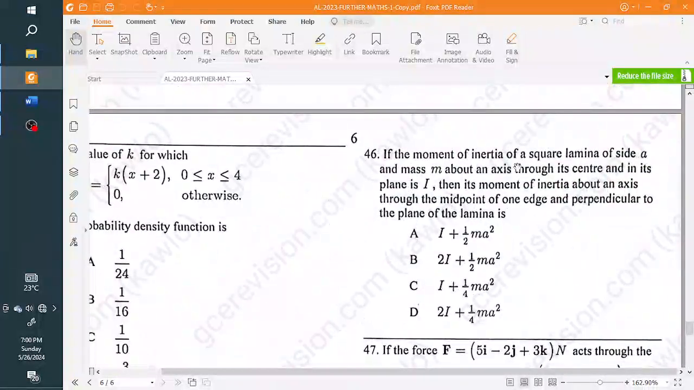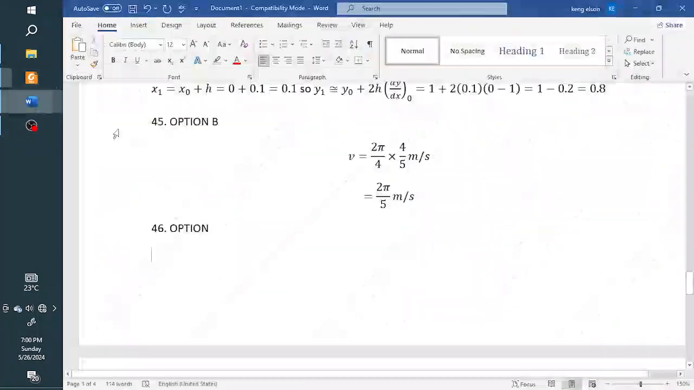If the moment of inertia of a square lamina of side A and mass m about an axis passing through its center and in its plane is I, then its moment of inertia about an axis through the midpoint of one of the edges and perpendicular to the plane of the lamina is, wow, this is interesting. Square lamina of side A. So let's just draw.